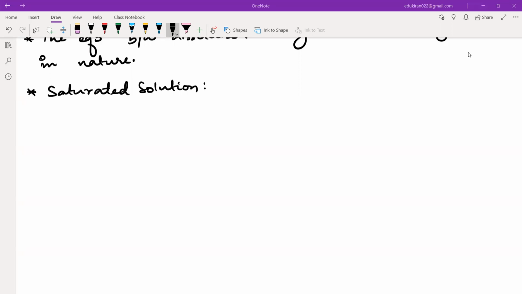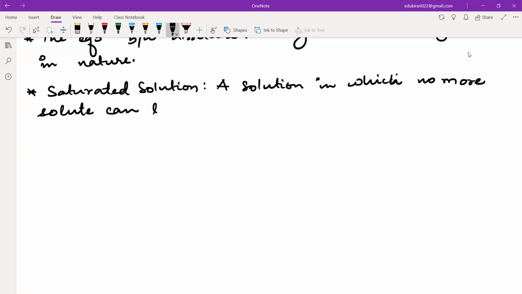Please write with me: a solution in which no more solute can be dissolved. Not "added", that is a very wrong word. Can be dissolved. You can add it, but it will not dissolve. No more solute can be dissolved, also at a given temperature.